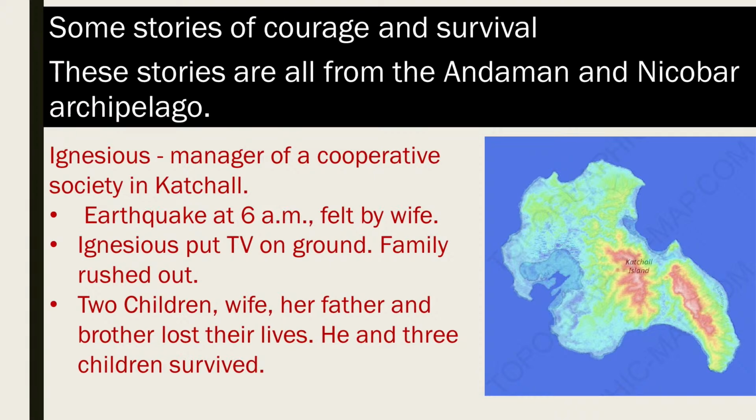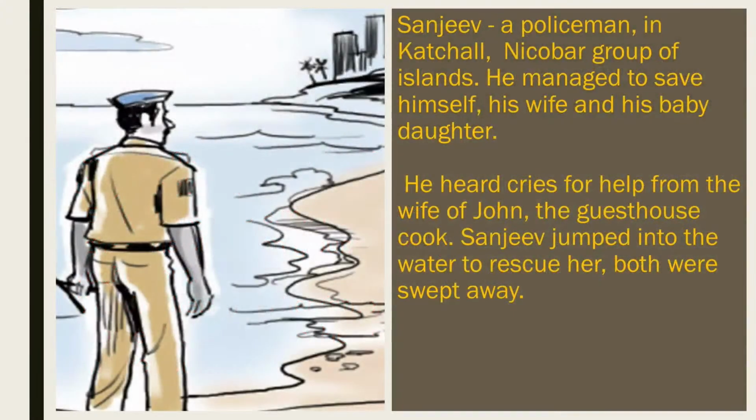The next story is of Sanjeev, a policeman. Sanjeev was a policeman again in the island of Kachal in the Nicobar group of islands. He managed to save himself, his wife and his baby daughter. However, when they were running away, Sanjeev heard cries for help. And who was crying for help? The wife of John, who was the guest house cook. As soon as Sanjeev heard these cries, he jumped into the water to rescue the wife of John, the guest house cook. However, he could not save her, and as a result, both Sanjeev and John's wife were swept away by the waves.